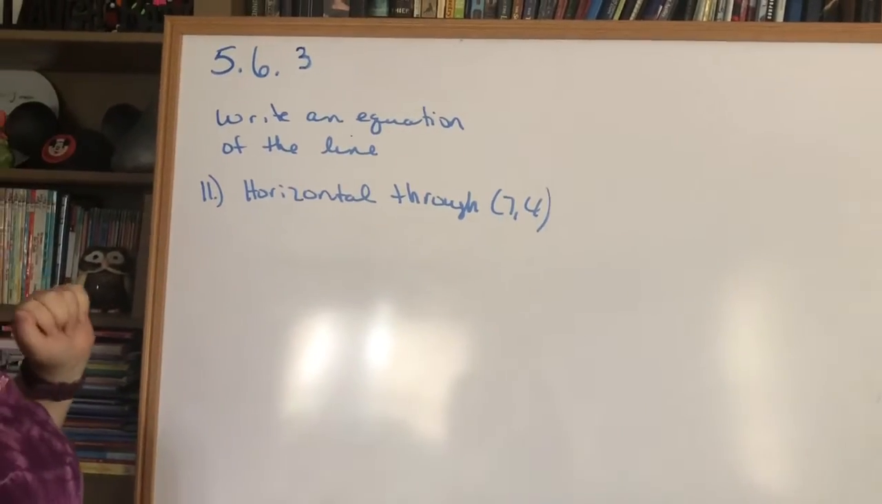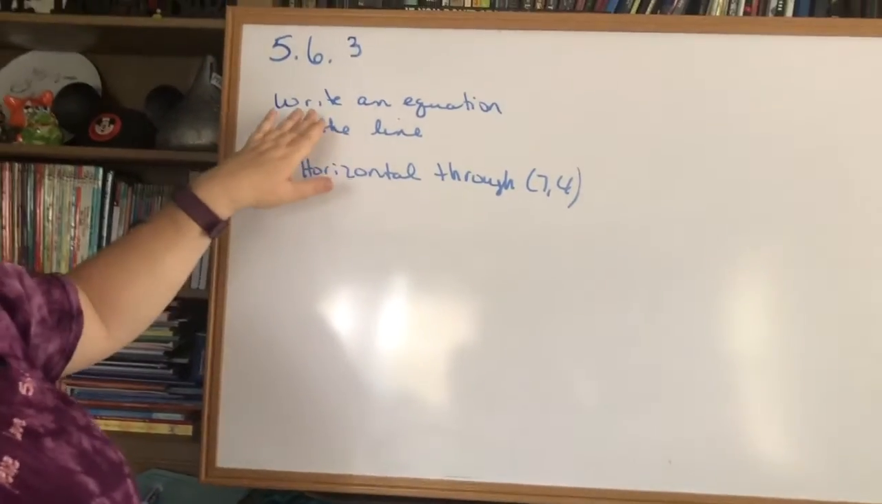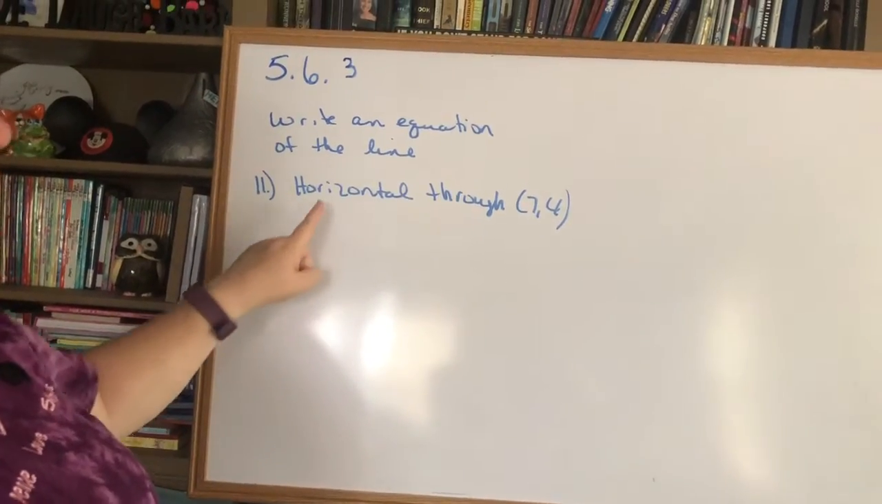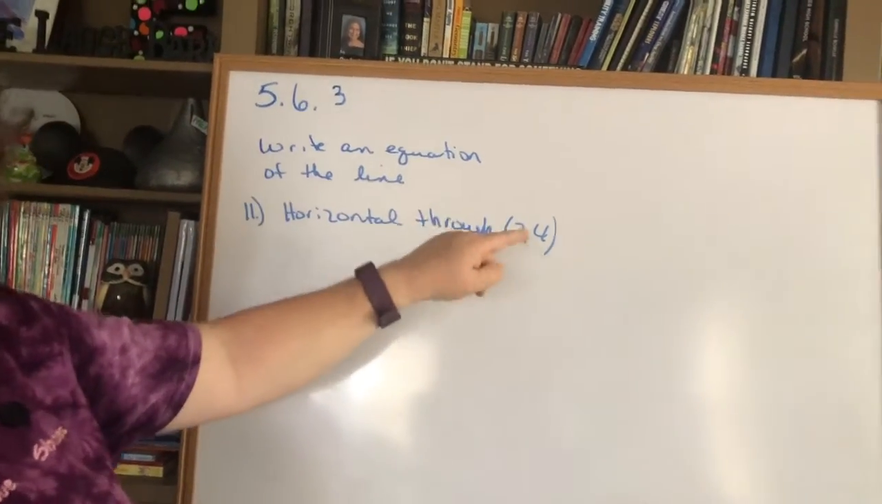We're in section 5.6 still, and this is the third video. It's going to be talking about writing an equation of the line that is horizontal and goes through (7, 4).